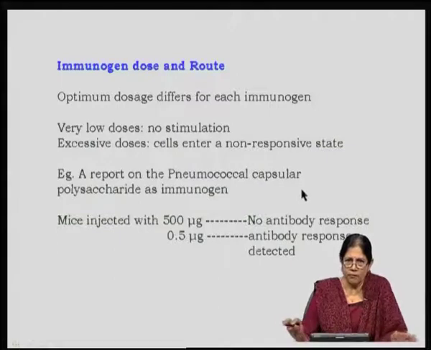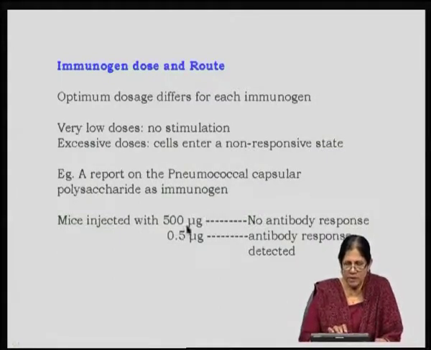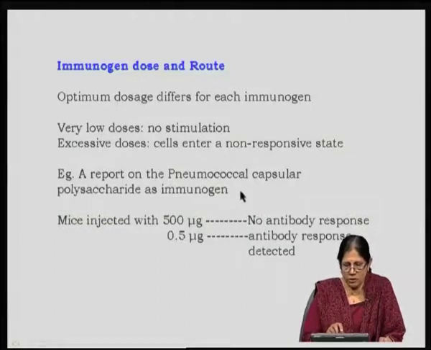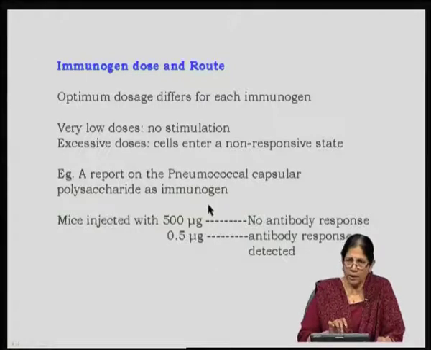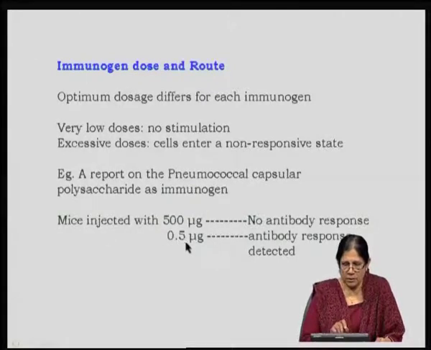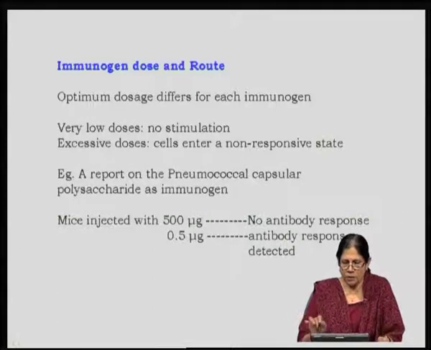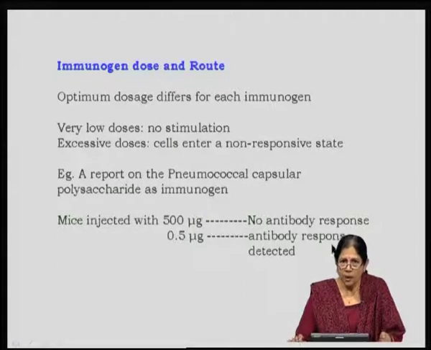Now, this will not be true of most, however, because there is such fantastic variation, I thought I will share this with you. A report from sometime in the 60s: immunologists were looking at the immune response to a pneumococcal capsular polysaccharide which they used as an immunogen in mice. When they injected mice with 500 micrograms at one time, they found that there was absolutely no antibody response to this pneumococcal polysaccharide. So, they started to decrease the concentration, and when they did it a hundredfold, they arrived at a concentration of 0.5 micrograms per mouse, and they found there was a good antibody response.